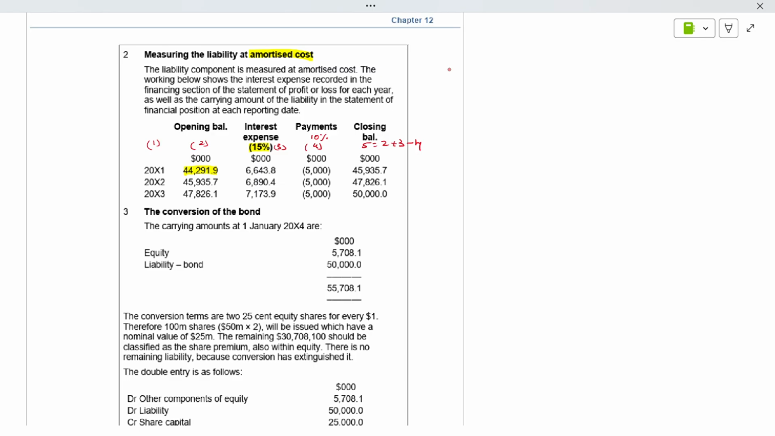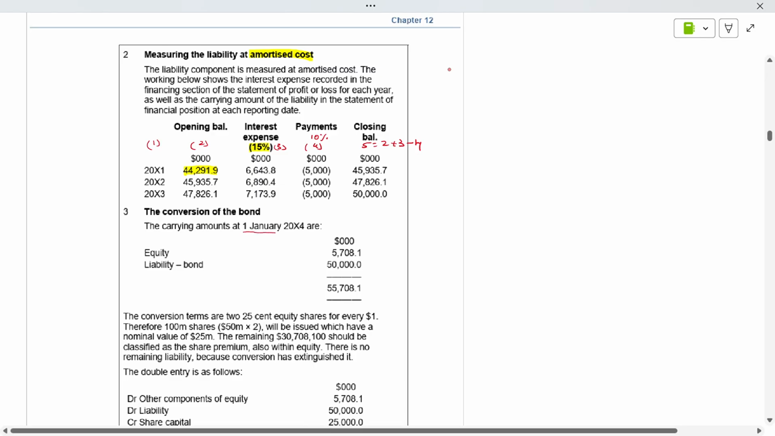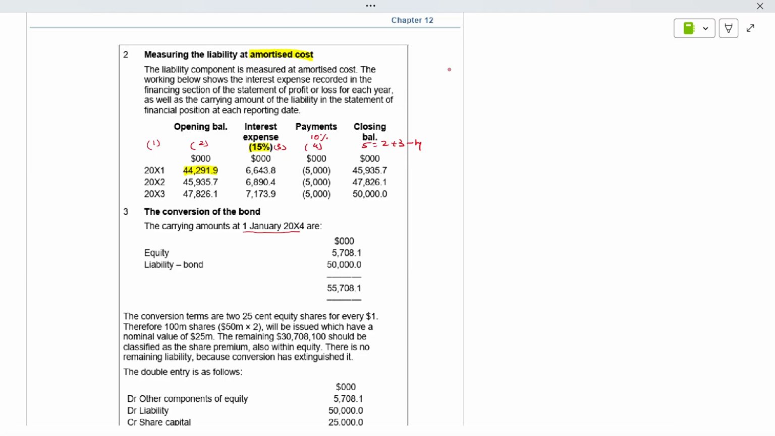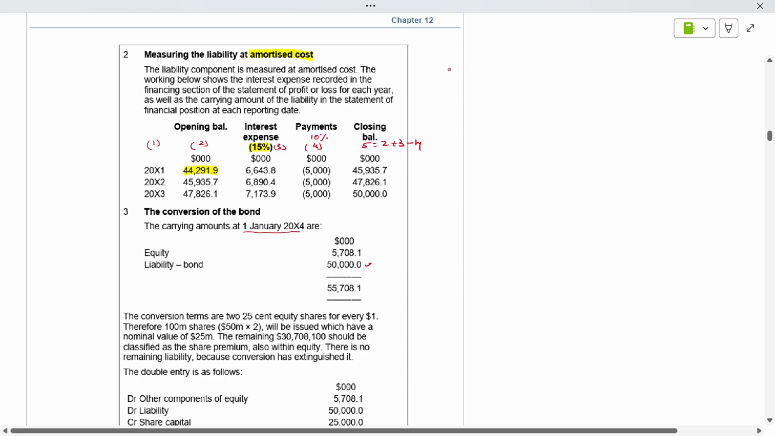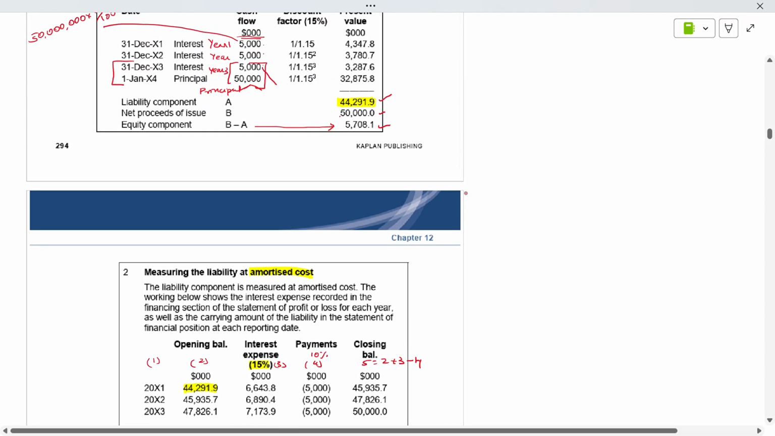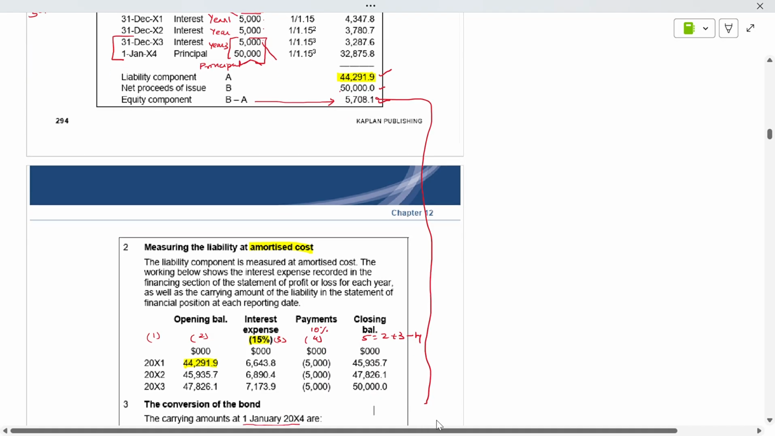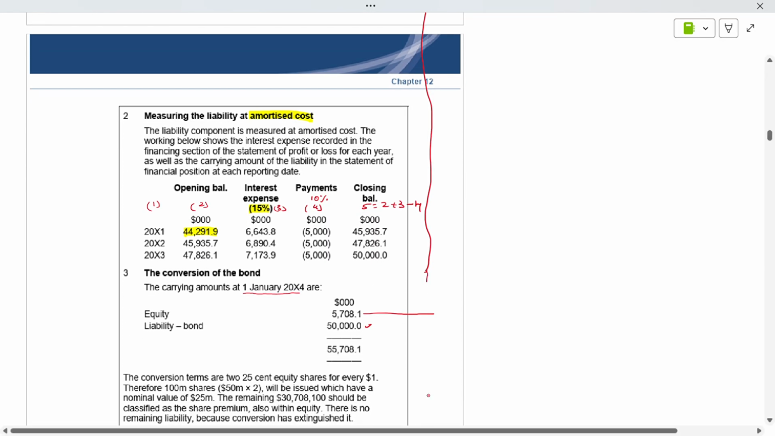Equity is at the carrying amount as on 1st January 2000. All the bonds will be converted. All the bonds will be converted means how much? Equity will be 5,708, and 50,000 is the liability. This we have calculated from the above. From here we got this equity.